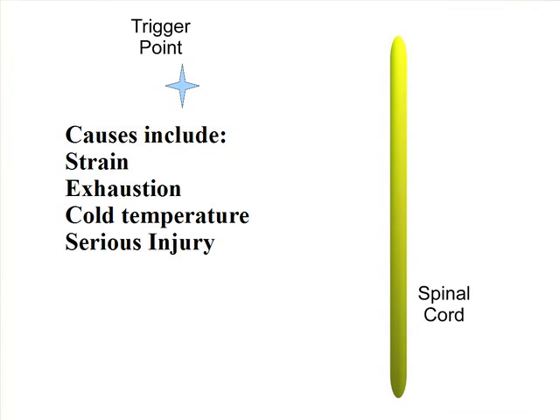This next slide lists the various causes of trigger points. Strain: if you bend over and pick up something too heavy, you can pull your back muscles. You could be working out in the garden all day and not really strain it, but you've just exhausted it, and look, a trigger point forms in the area. Additionally, if it's cold and it chills that tissue, a trigger point can form in it. And of course, gross trauma or some serious injury can cause trigger points.